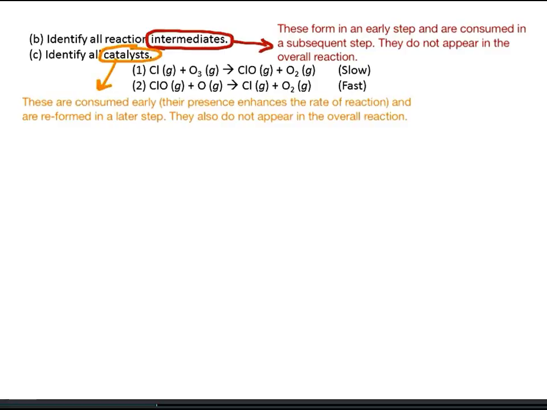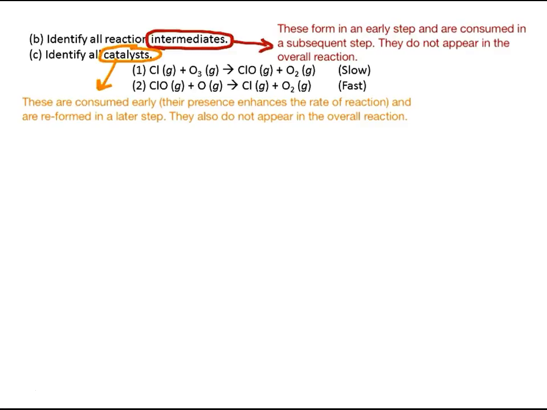Catalysts are molecules or substances that are consumed in an early step. Their presence must enhance the rate of the reaction, which is why they are catalysts. And then they are reformed in a later step. They also do not appear in the overall reaction because they're on both the left and right-hand sides of the equation. So in this particular example, the intermediate, again, is chlorine monoxide, ClO. We'll underline that in red. And then the chlorine atom here is our example of a catalyst. We'll underline that in orange.